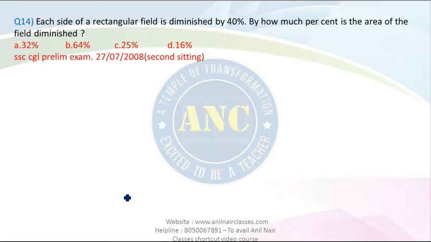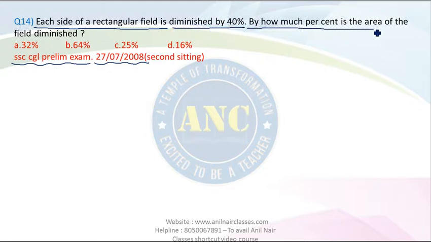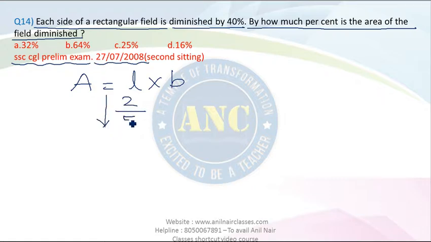Question number 14. SSC CGL prelims exam question in the year 2008. Each side of a rectangular field is diminished by 40%. By how much percent is the area of the field diminished? That means area of rectangle is length into breadth. First side is diminished by 40%, it is 2 by 5. Second side is also reduced by 40%, 2 by 5.